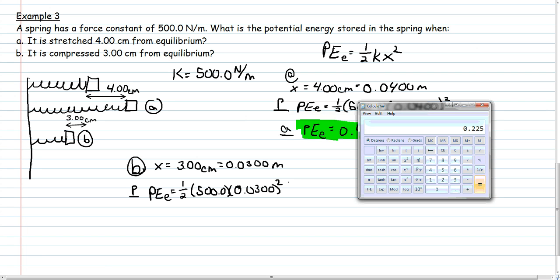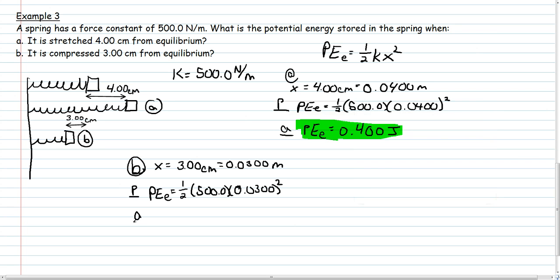And so that gives me my answer of 0.225. So my answer, PE elastic equals 0.225, and the units are joules. I have 4 significant digits here and 3 significant digits there. I'm allowed to keep 3, which is what I have. And let's go ahead and highlight that. And there we go. That's the answer to example problem 3. And this is how we work the elastic potential energy equation.